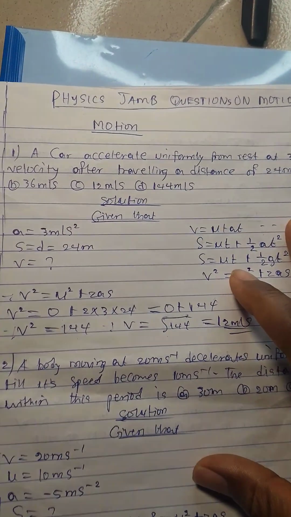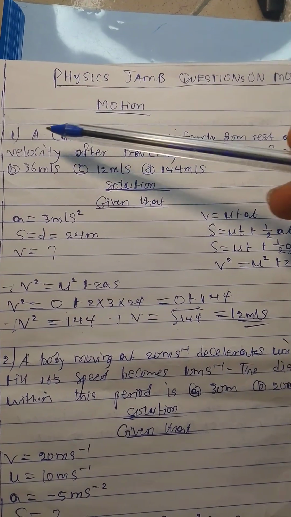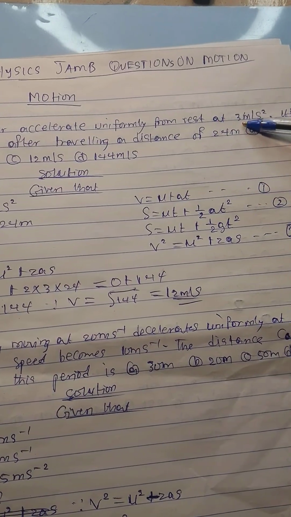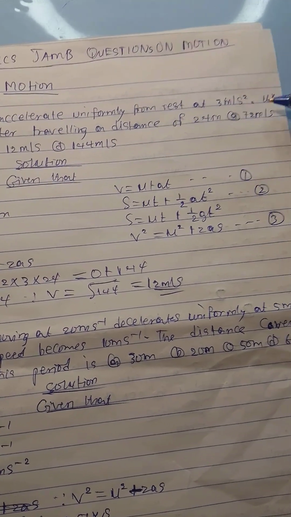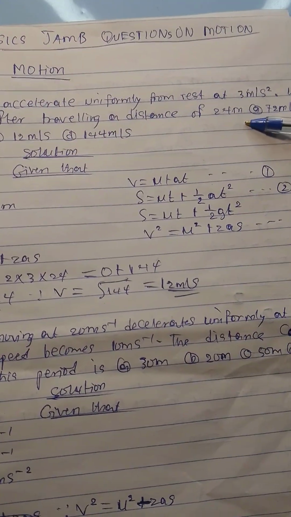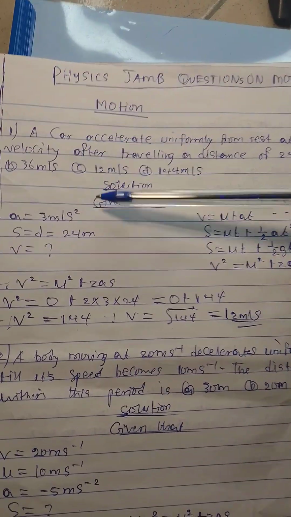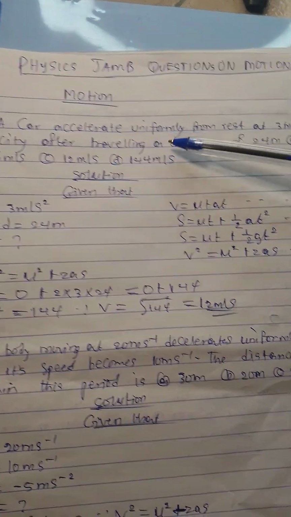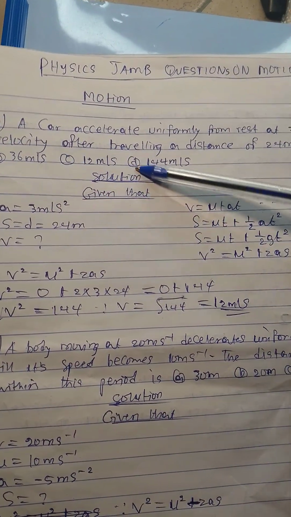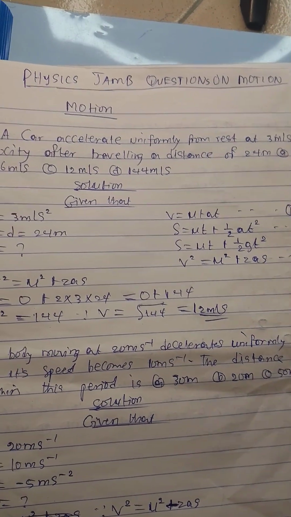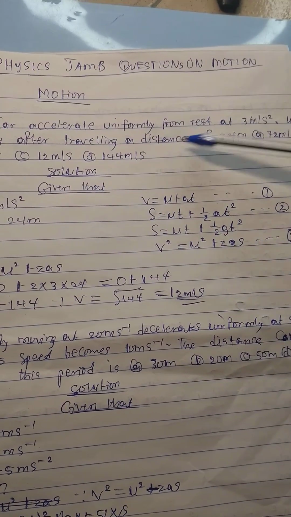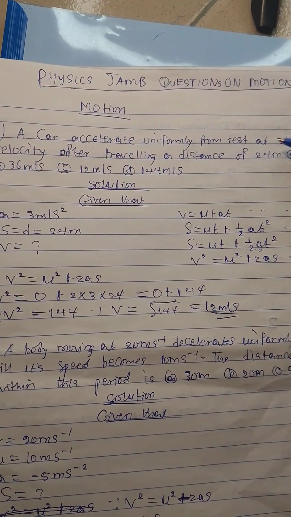Question number one says that a car accelerates uniformly from rest at 3 meters per second square. Say that its velocity after traveling a distance of 24 meters is what? Let's read the question again. A car accelerates uniformly from rest at 3 meters per second square. What is its velocity after traveling a distance of 24 meters? So you have to find the velocity after accelerating at 3 meters per second square and traveling a distance of 24 meters.